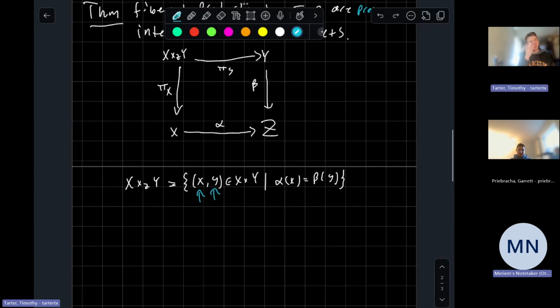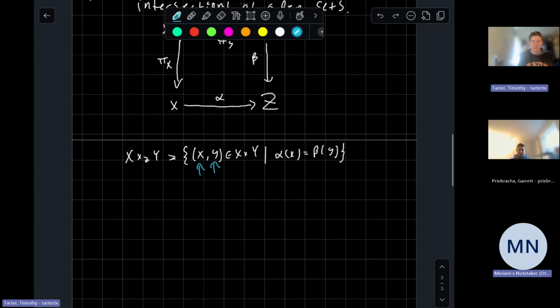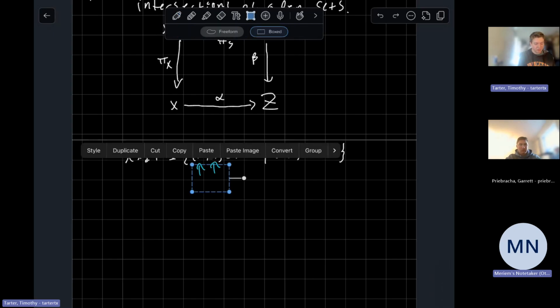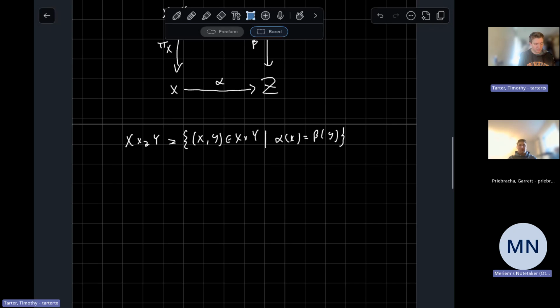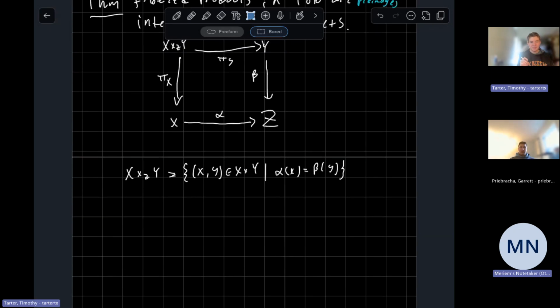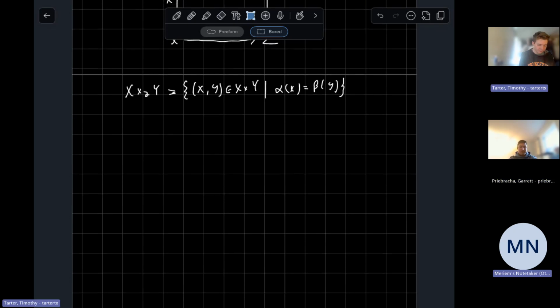So, I would like to give an example, but I don't have enough interesting topologies. Would it help you to have an example with three different topologies that gives us a fibered product? Yeah. Okay, then we'll do it.